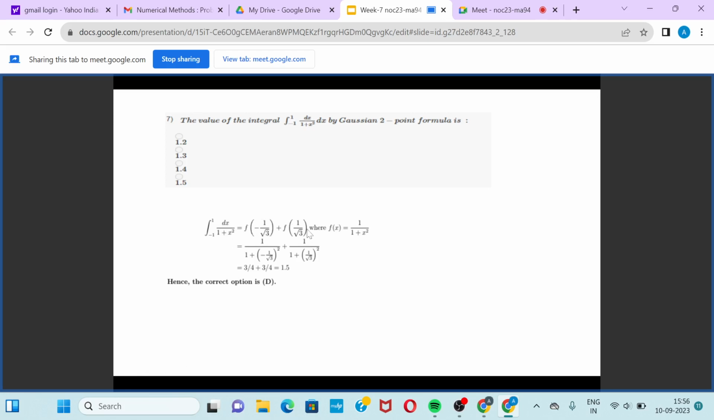Since f of x is 1 by 1 plus x square, here you will get 1 by 1 plus (minus 1 by root 3) whole square, plus 1 by 1 plus (1 by root 3) whole square. Solving this will give you 3 by 4 plus 3 by 4, right? So this will give you 1.5. Check it, everyone. Is everyone getting it? Yes, ma'am. Okay.